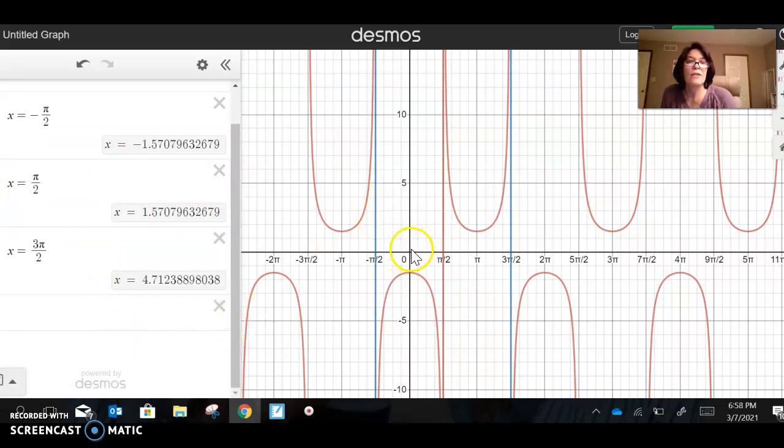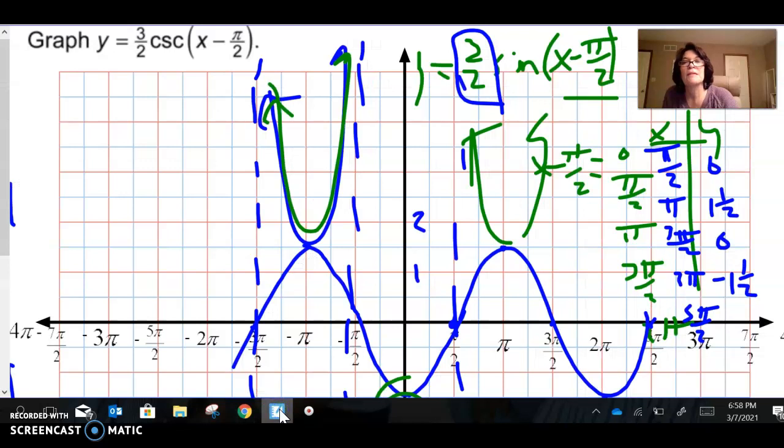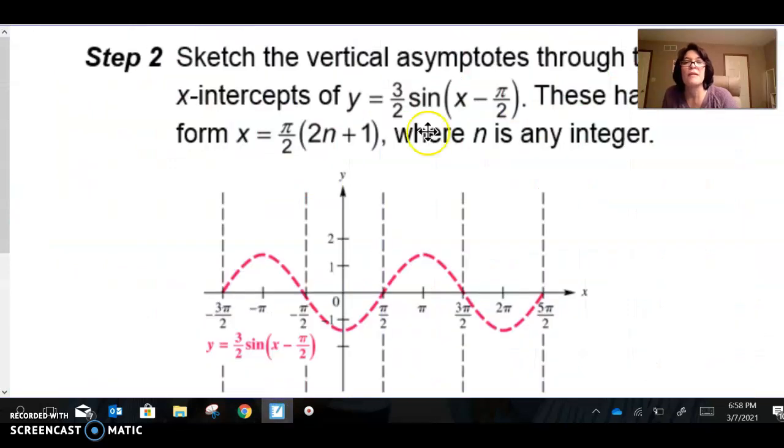Usually I start my cosecant at 0, but now I shifted it to the right by pi over 2. Notice instead of being up at 1, I'm up at 1/2. Here's my first u opening up. Here's my u opening down. I graphed sine, and then I just used where sine was 0 as my vertical asymptotes, and then I used where my 1, in this case 1/2, was, to flip my parabolas. I call them parabolas. They're really not parabolas.